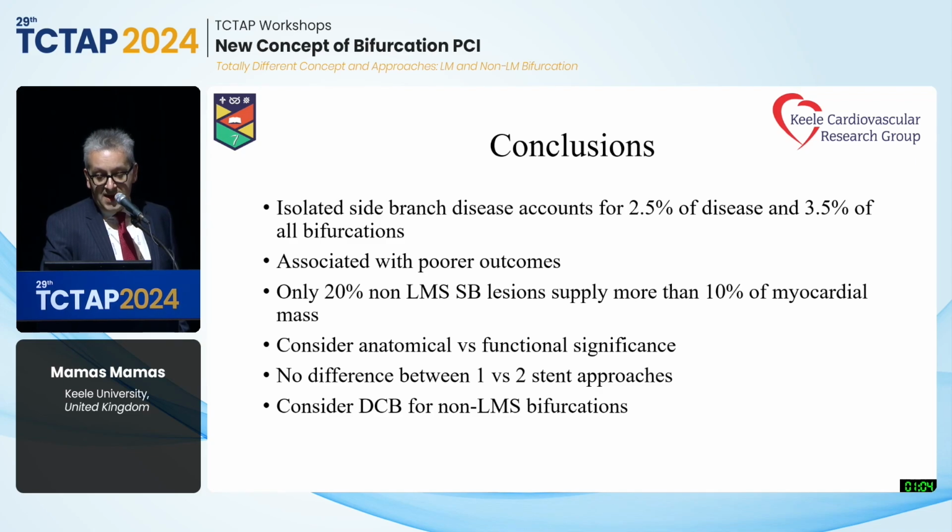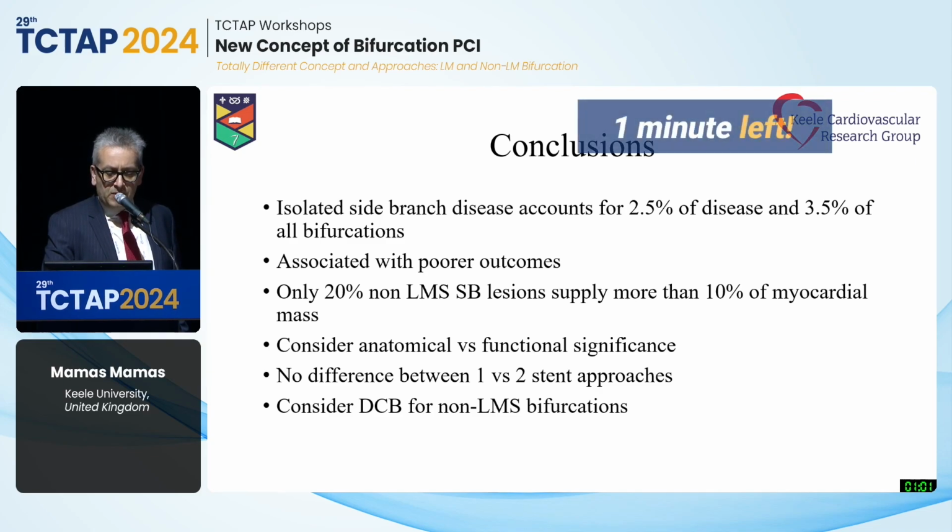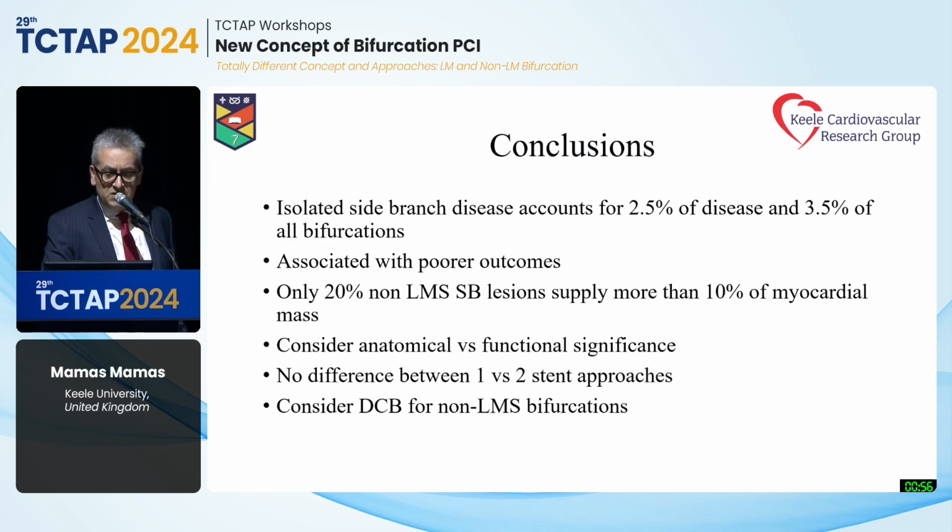I think for left mains, very different story there, but we should consider anatomical versus functional significance. There really isn't difference between one versus two stent approach in treating isolated side branch disease, but for non-left main lesions, I think the first line should be drug-coated balloons, particularly given the high MACE and target lesion failure rates with drug-coated stents. So with that, I'd like to thank you.